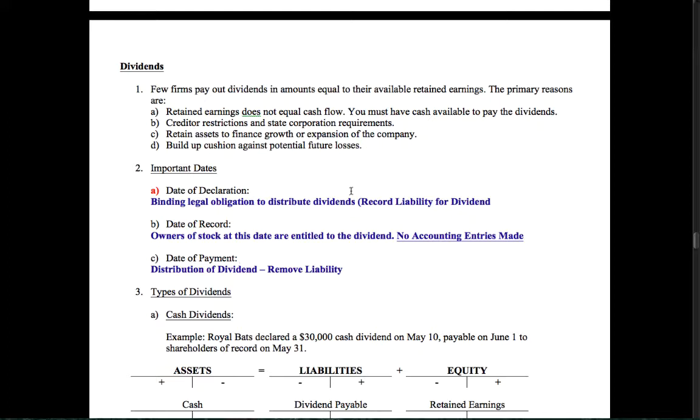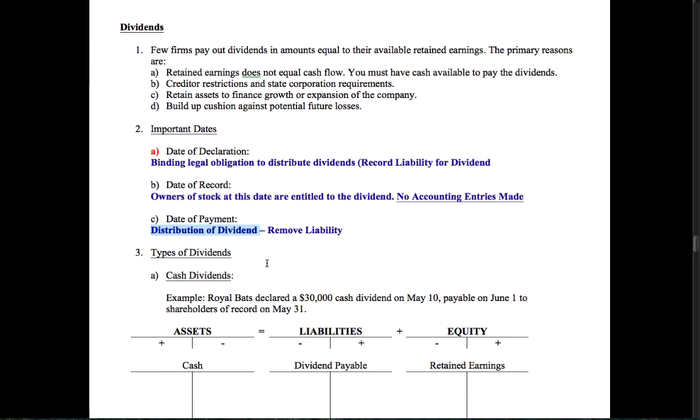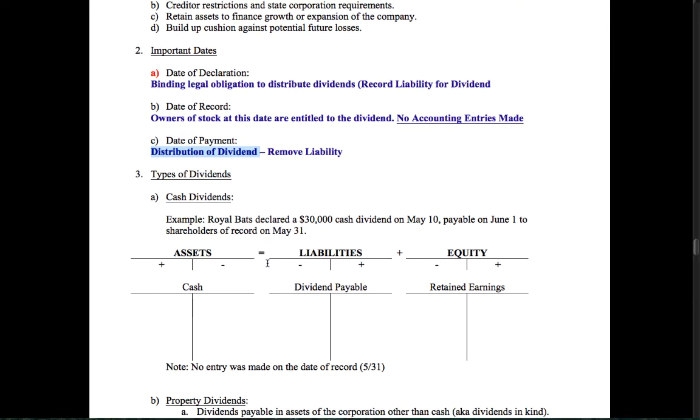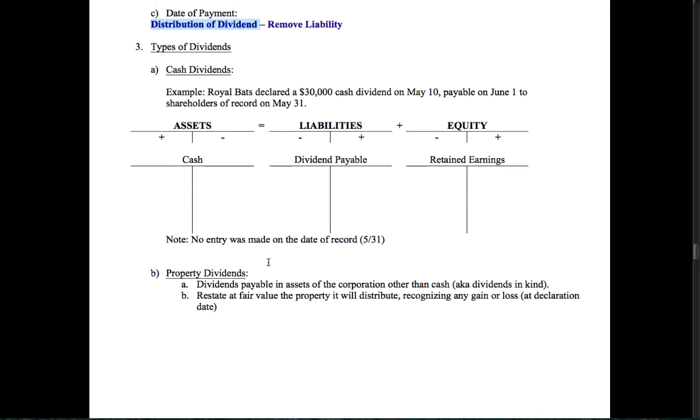So occasionally you might hear her in the background while I'm recording these lectures at my house. Before we move on again, to highlight, you need to understand the importance of these 3 dates and what they represent. 1, the binding legal obligation is the date of declaration. 2, no accounting entries are made at the date of record. And then 3, the date of payment is just when they distribute the dividend. So let's go ahead and get into a few examples of the type of dividends that you are going to be responsible for understanding.